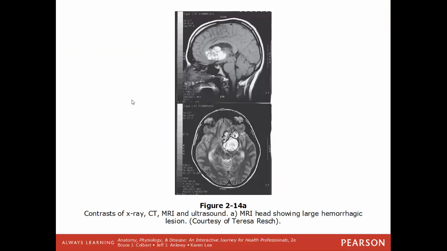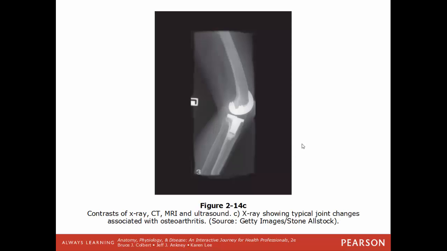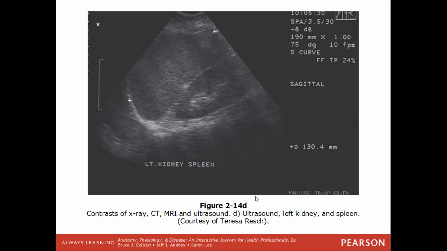Here are some contrasts of an X-ray, a CT and an MRI. In this image we have an MRI of a head showing a very large hemorrhagic lesion right here. This is a 3D scan of a face with multiple facial fractures. As you can see, a little bit more detail here. Here is a standard X-ray of a knee joint with osteoarthritis. See the difference in lightness and darkness, the bones here, and the very bright density here and here. And here's an ultrasound of the left kidney and spleen. Not as much detail, obviously, as the others.